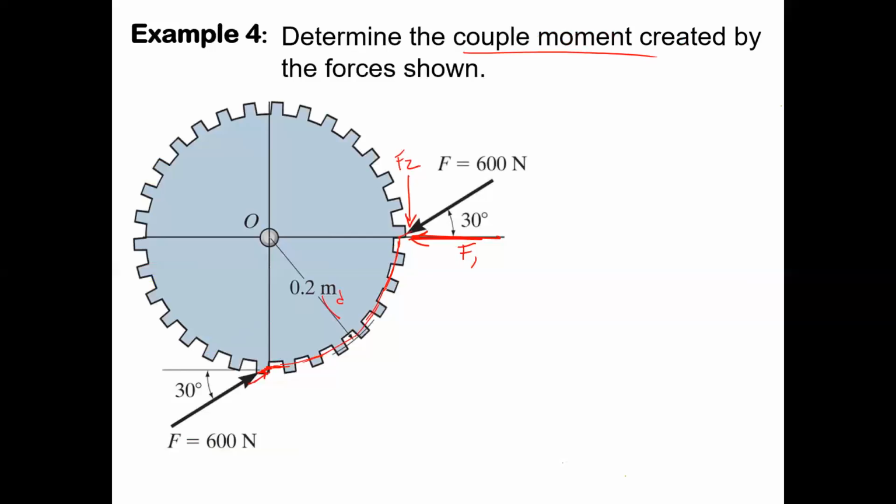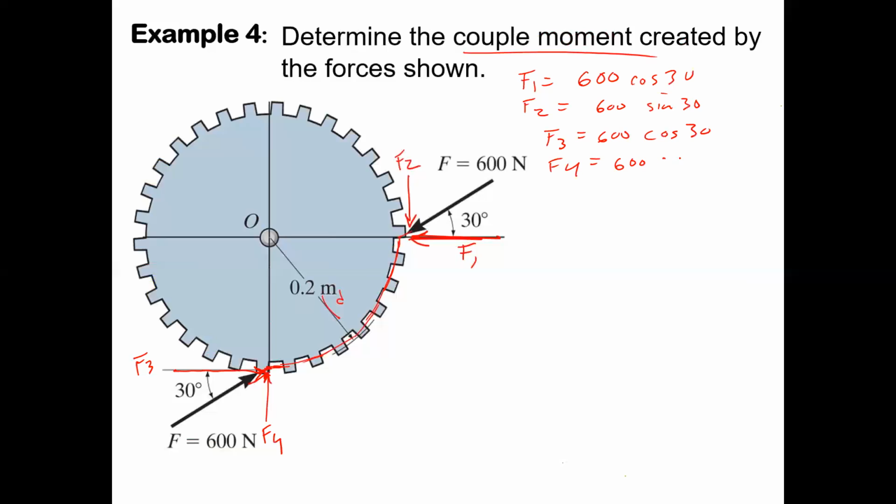So let's try it 3 ways, right? We can call this F3 and we can call this F4. What is F1? Yeah, 600 cosine 30. F2 is 600 sine 30. Don't worry about those signs yet. F3 is the same deal. It's 600 cosine 30. F4 is the same deal. It's 600 sine of 30.